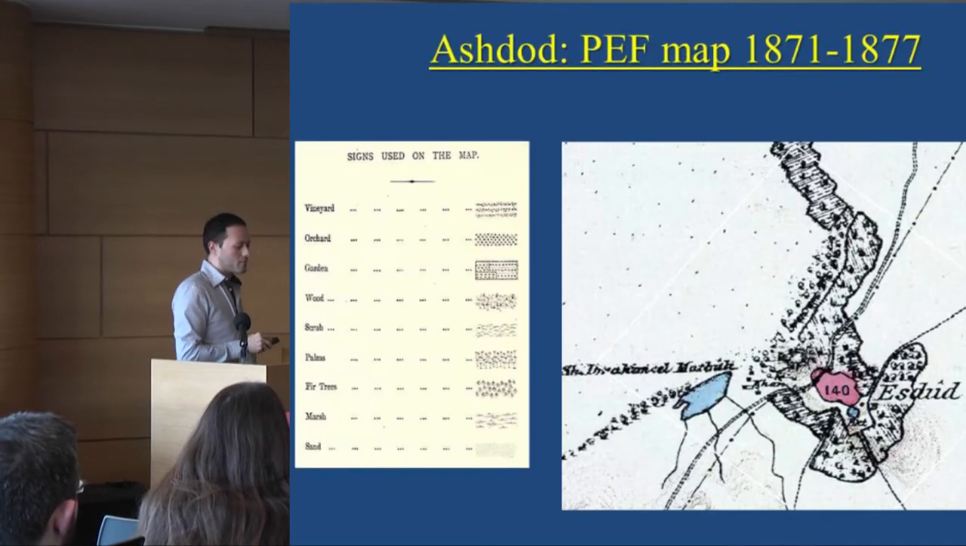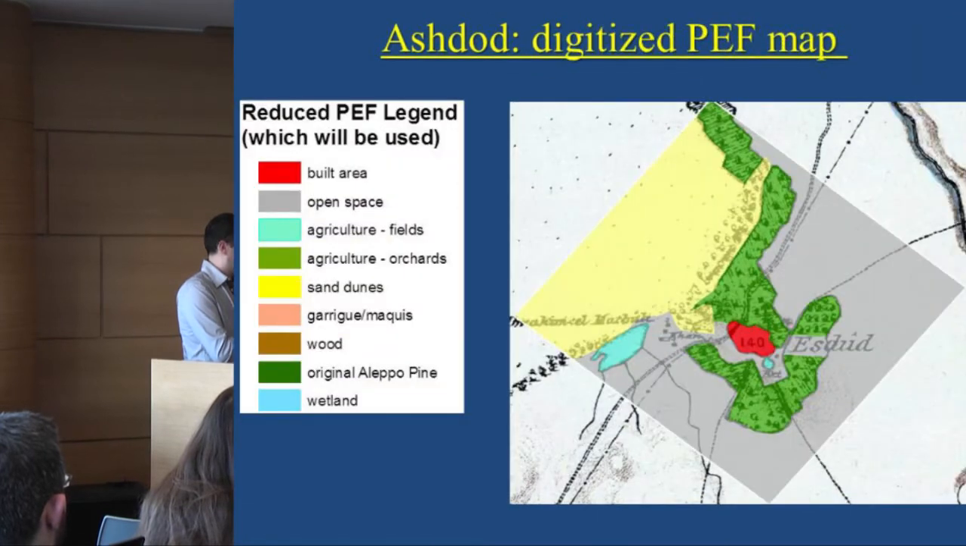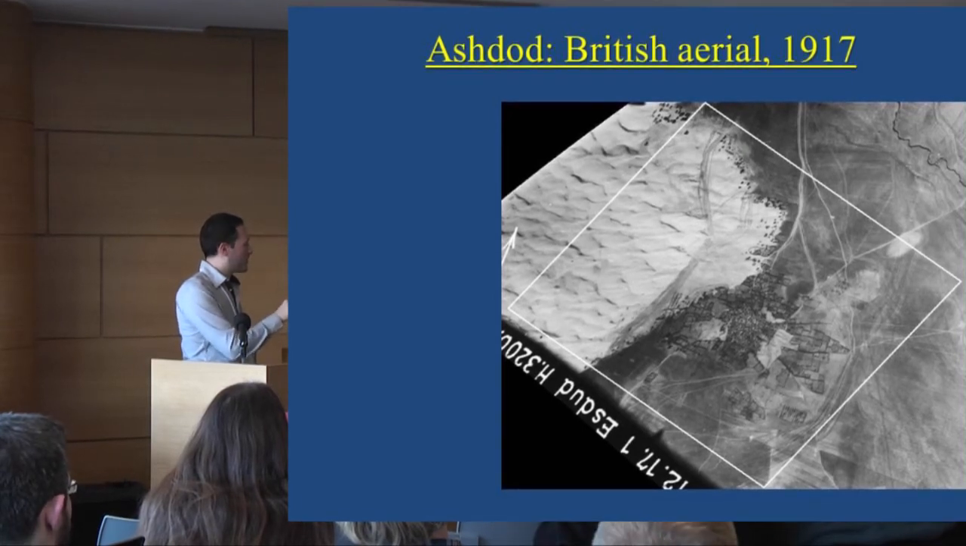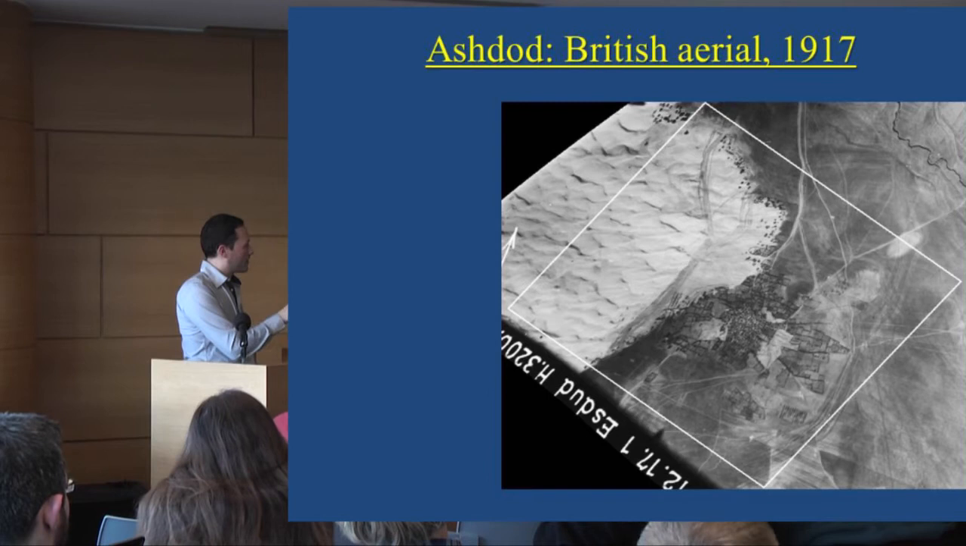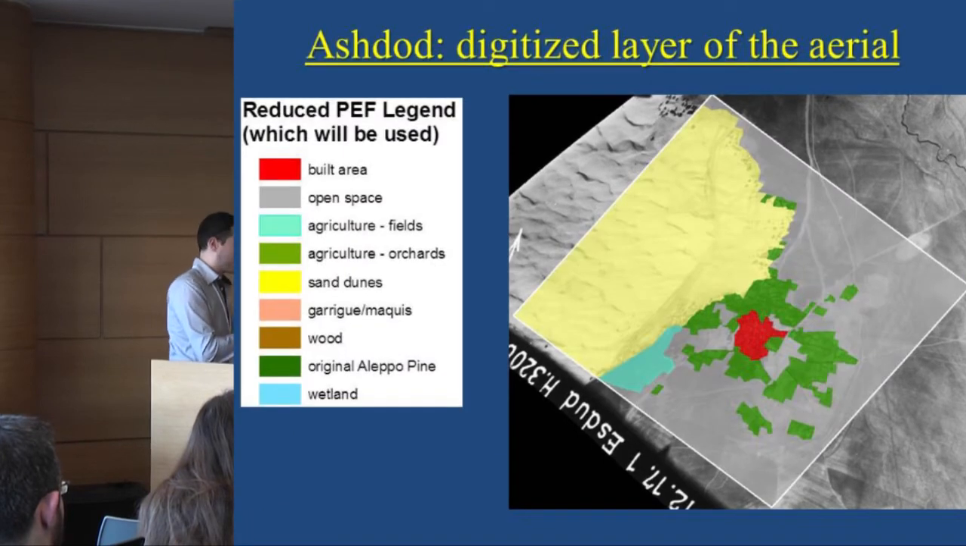Here is another example, of Ashdod. You can see, this is the PF map. You can see built area, orchards. The white with black dots are sand dunes, and winter ponds here and here. Then we digitized the same map. We took the same square. This is the same square of the PF map. And we took an aerial photo, the British one, from December 1917, and we digitized it.